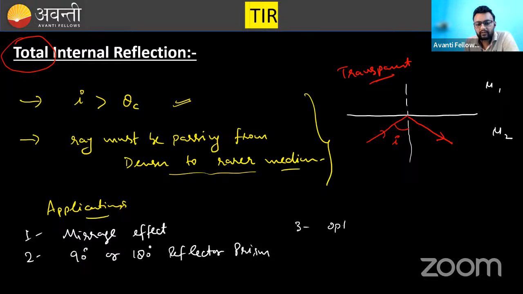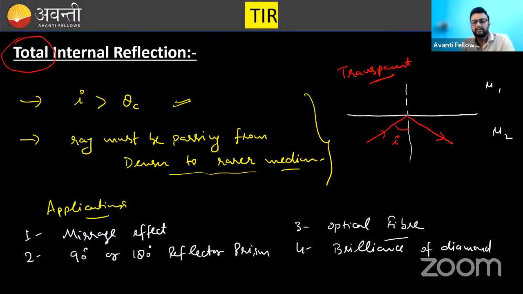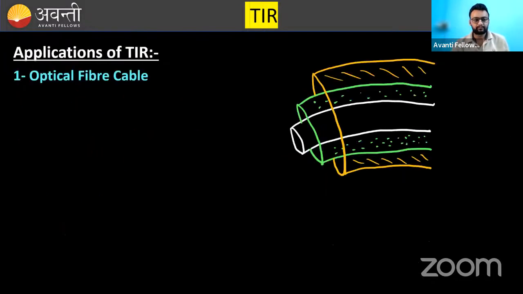Third, you can say optical fiber. Another is the brilliance of diamond. Diamond, I think everyone knows. There is a sparkling brilliance in the diamond. It sparkles very brightly. So what is the cause of that sparkling brilliance? It is TIR. So just remember the name. Sometimes it is asked.